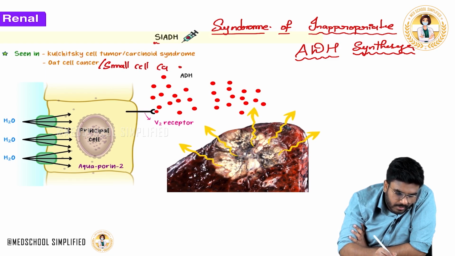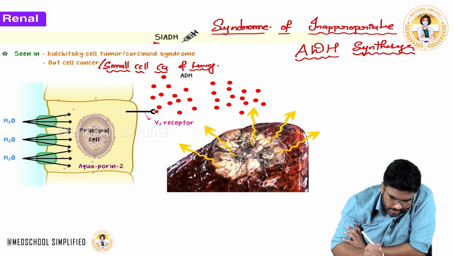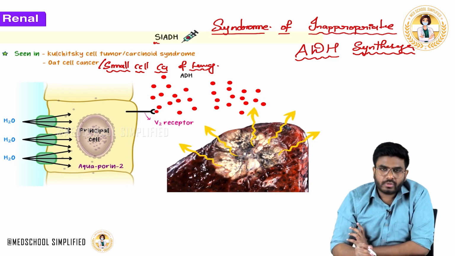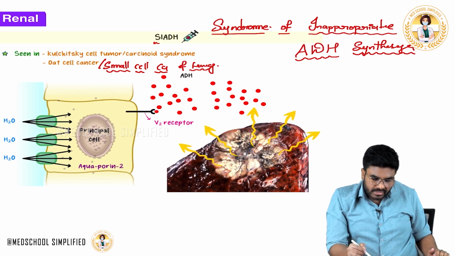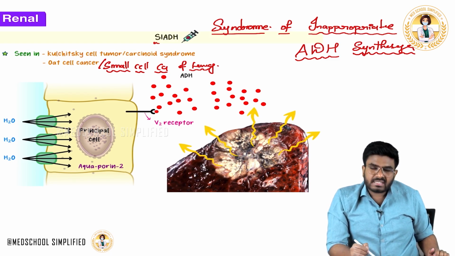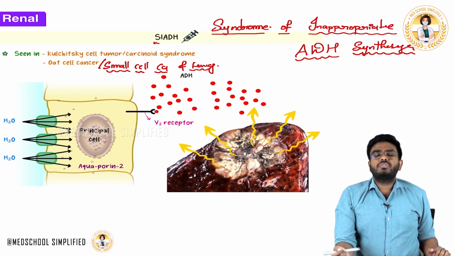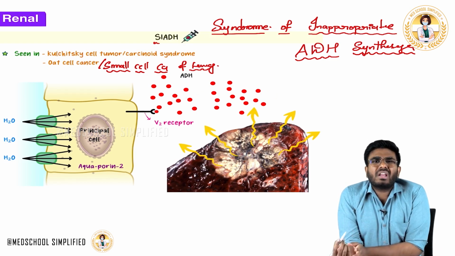Okay, small cell carcinoma of the lung. Now in all these conditions, these tumors are unnecessarily producing the antidiuretic hormone. You can clearly see this is a lung, and you have a cancer, lung cancer. Now this cancer is producing the antidiuretic hormone. Usually some students get this doubt: sir, how can cancer do this?